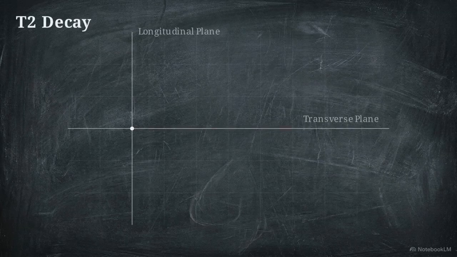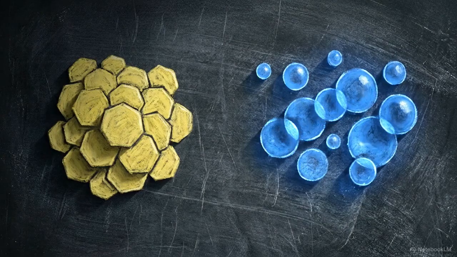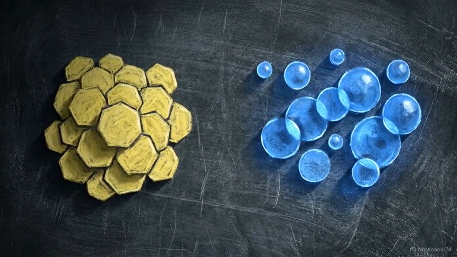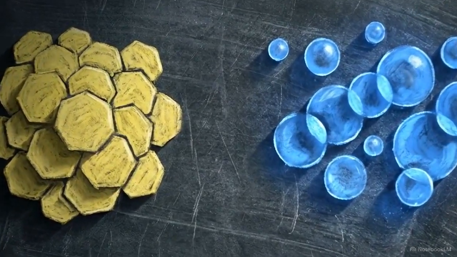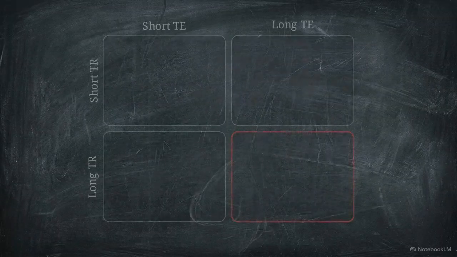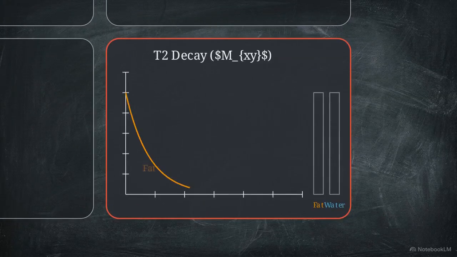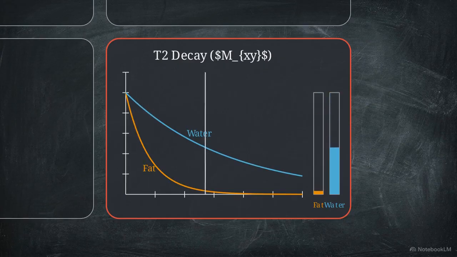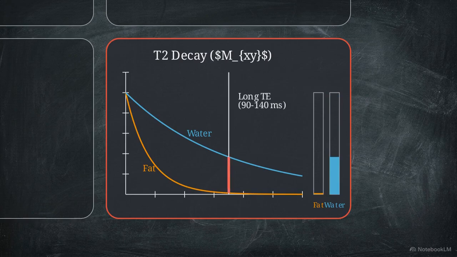Now we shift focus to T2. This is the decay of the transverse magnetization vector, or MXY, returning to zero after the pulse. The biological baseline here is inverted. Fat loses its transverse signal rapidly, giving it a short T2. Water retains its signal much longer. Moving to the lower right quadrant, to maximize T2 contrast, we have to wait. We let the fat signal die out, leaving the persistent water signal. Capturing this delayed difference strictly requires a long TE, spanning 90 to 140 milliseconds.